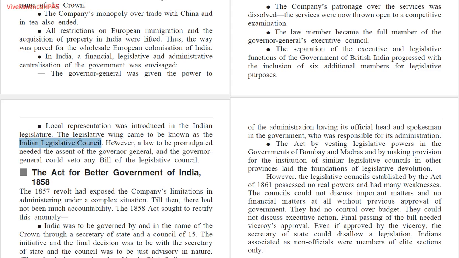Although the council was there to make the law, the Governor General could also veto any of the bills of the Legislative Council. That was still a power that was given to him.